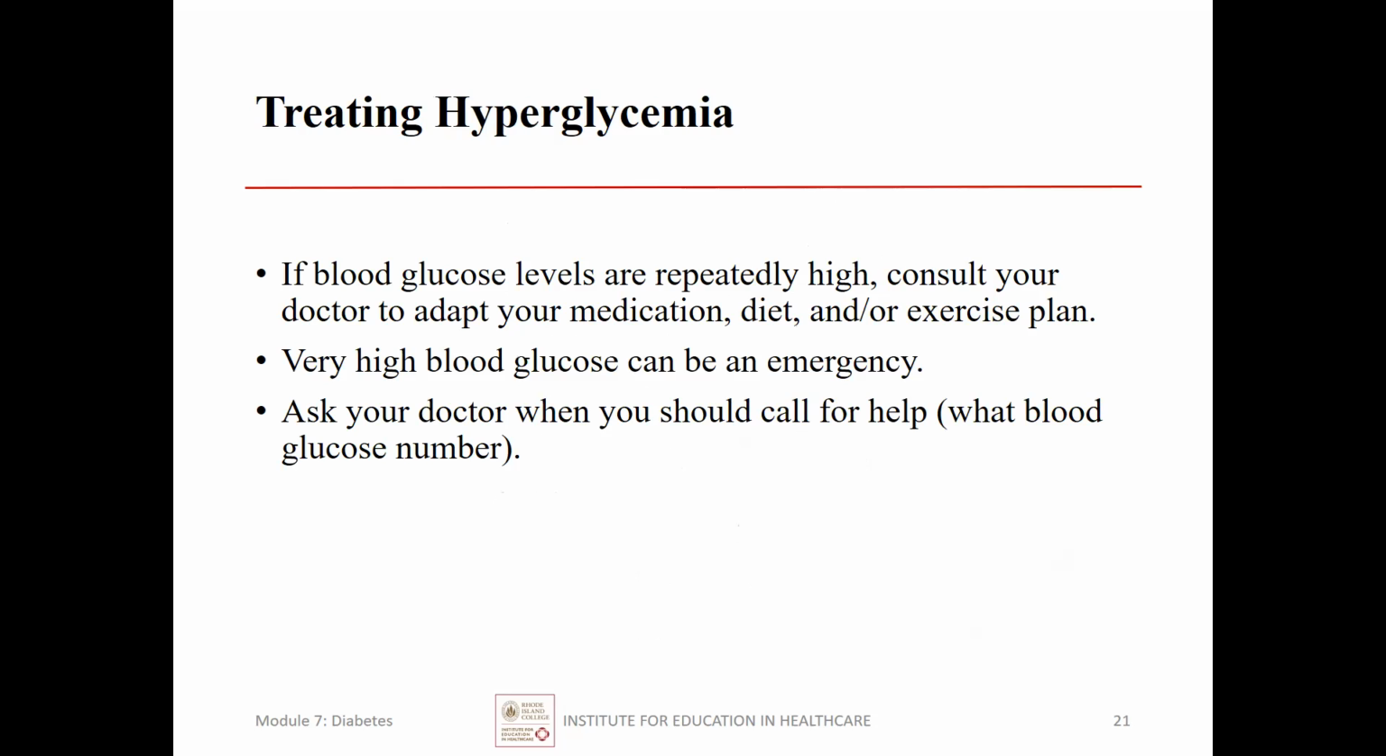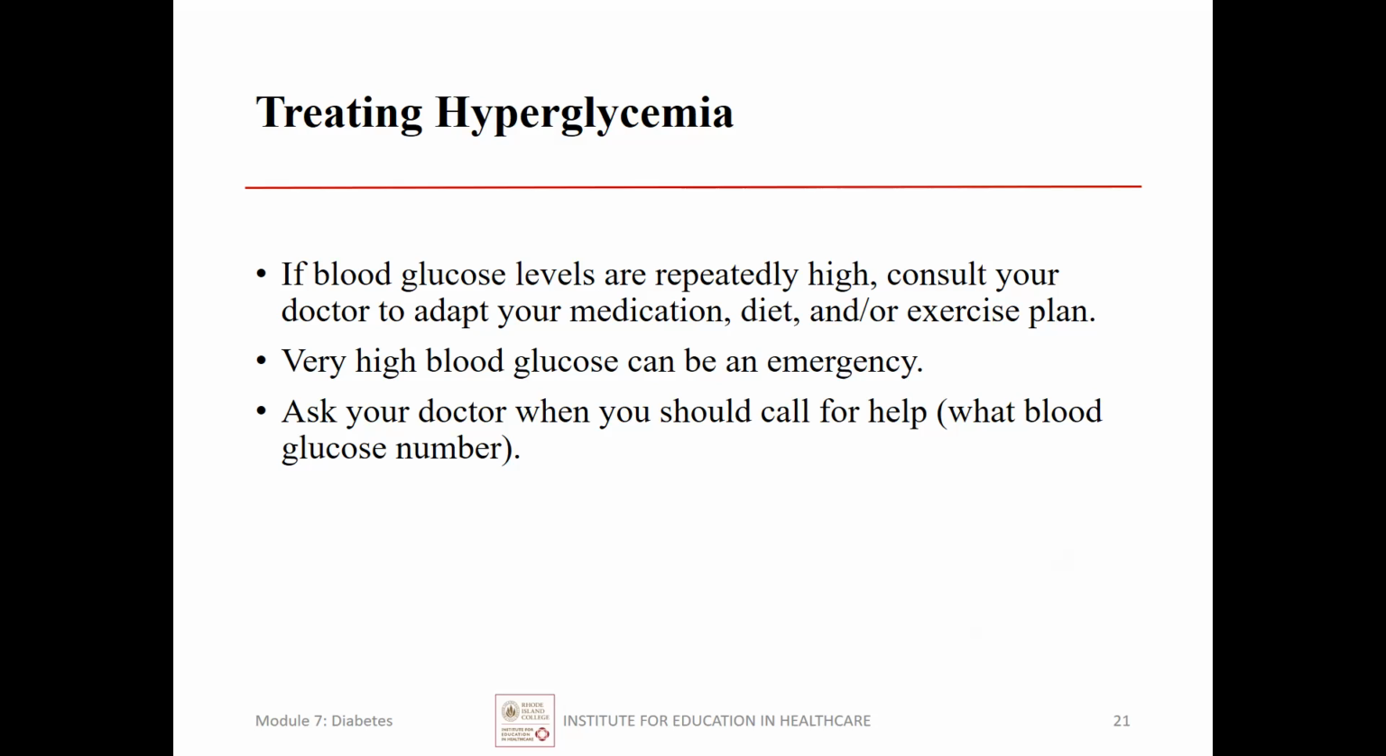But if it's very high, that can be an emergency. That can lead to something called diabetic ketoacidosis, which can be life-threatening. And so each diabetic should really ask their doctor when they should call for help. In other words, what blood glucose number they need to be aware of or nervous about if they get that reading. So for some people it might be 200, it might be 250, and the doctor can tell them, if your blood glucose is this number, you need to either call us right away or call 911, and to make a plan for that type of very high blood glucose reading.